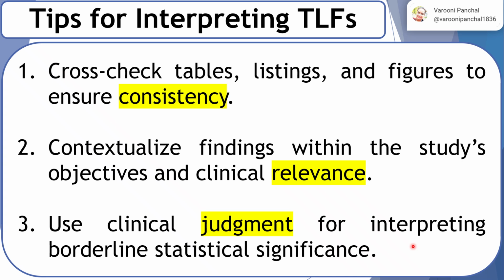So these are certain tips and tricks that you can use to interpret tables, listings and figures. This particular slide is applicable to any therapeutic area, any disease, because that's how we cross check tables, listings and figures across all clinical trials. Whenever we interpret, we use that clinical judgment and clinical relevance, everything from the clinical point of view. Only then will somebody understand. Otherwise, the common layman will not understand. So this is the understanding of oncology tables, listings and figures.